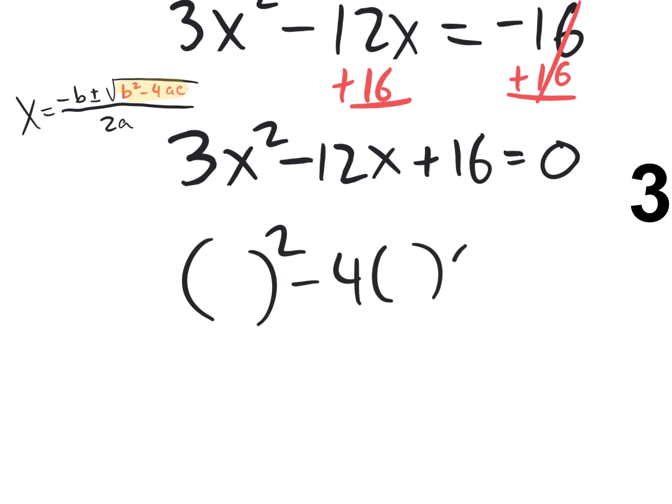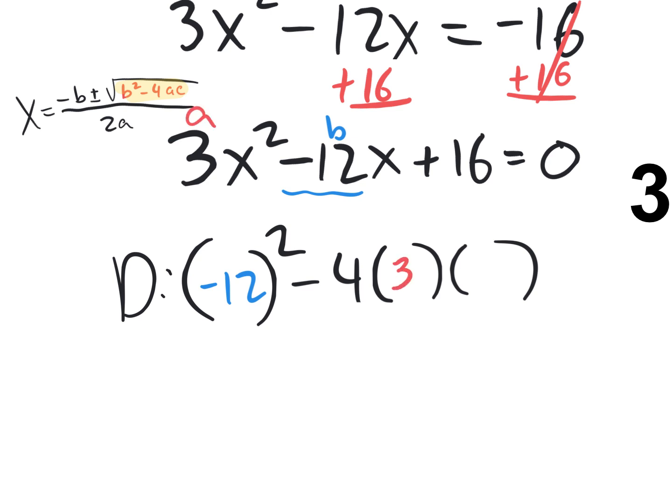So using the discriminant value, b squared minus 4ac, we'll be able to find the discriminant value, the value that goes inside the square root if we were doing the whole thing. So b happens to be negative 12. That's the b value. So you put a negative 12 right in there. And the a value is 3, and the c value is 16.